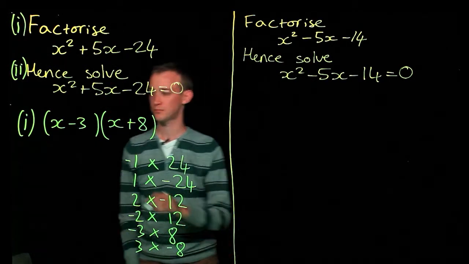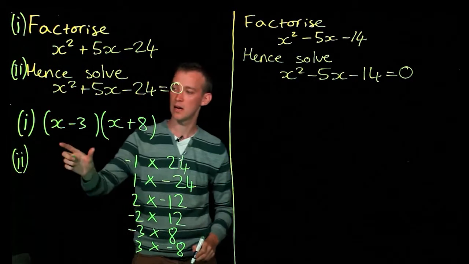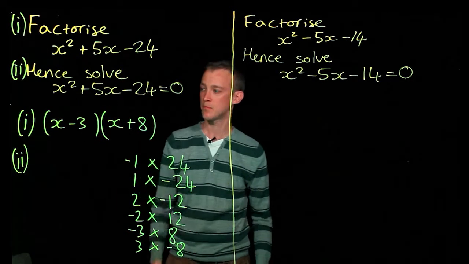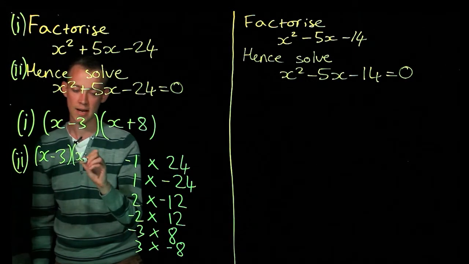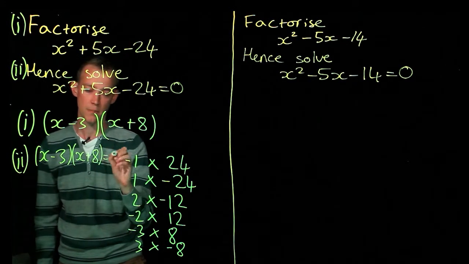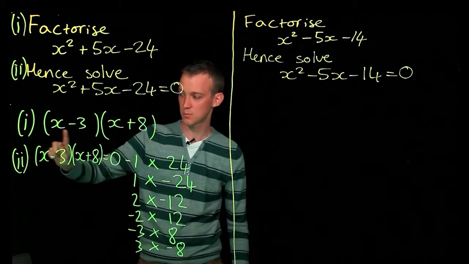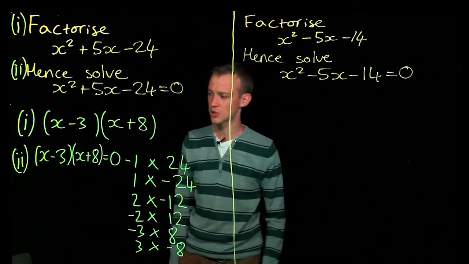Part 2, using the answer I've worked out in part 1, I'm going to solve this equation here. So I know that (x minus 3)(x plus 8), my answer from part 1, is equal to 0. I'm trying to find a number for x that if I put in there, it'll make this bracket 0, so the whole thing becomes 0 and the equation becomes true.